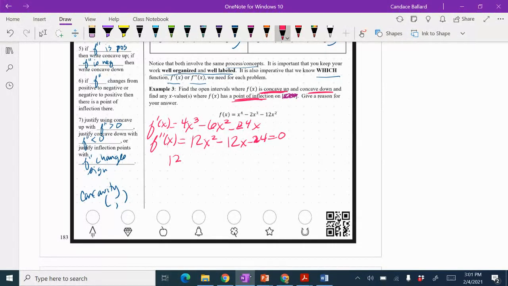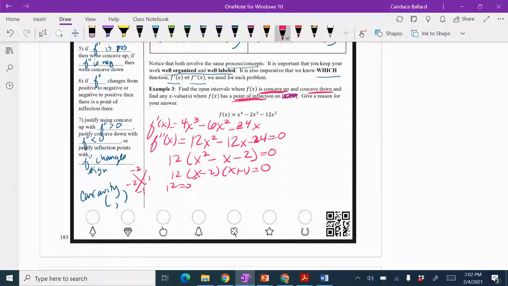I notice I have a greatest common factor of 12, so I'm going to pull that out. I get x squared minus x minus 2 equals 0. And I'm going to use a good old magic x. I need two numbers that multiply to -2 and add to -1, and that would be -2 and 1. So I get 12 times x minus 2 times x plus 1 equals 0.